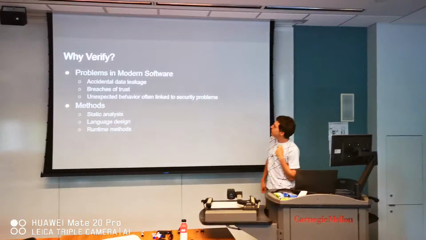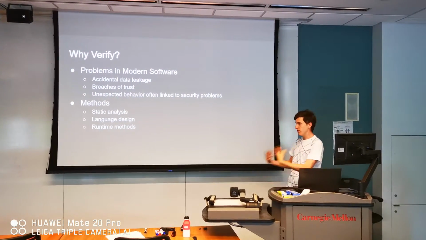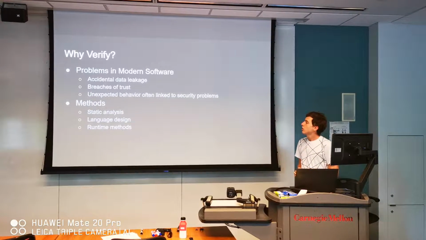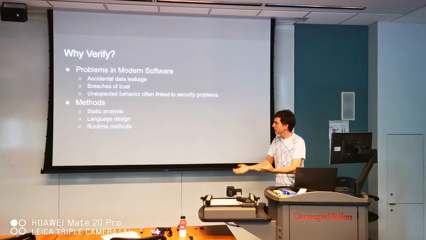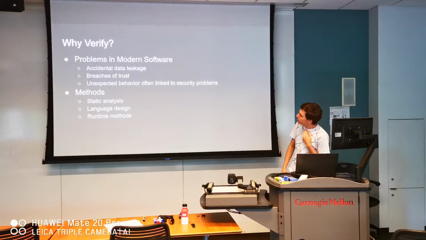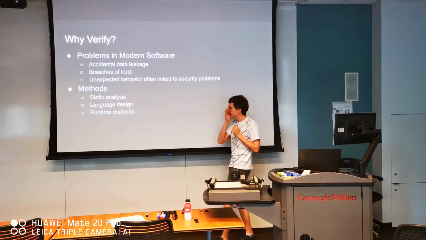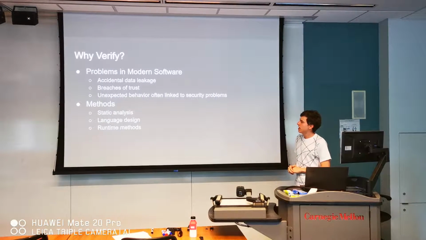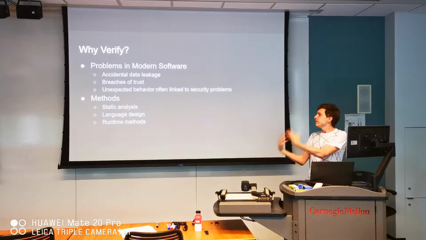So why do we want to verify security properties? When you think about program verification, normally the idea is that we want to make sure that our programs are correct, and that is a good thing. One method for doing this is static analysis. We can look at a program and decide, based on different rules, that this program behaves in this way.